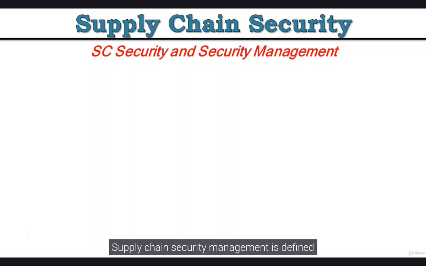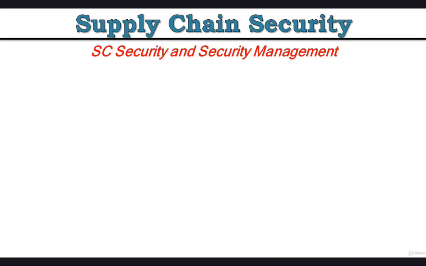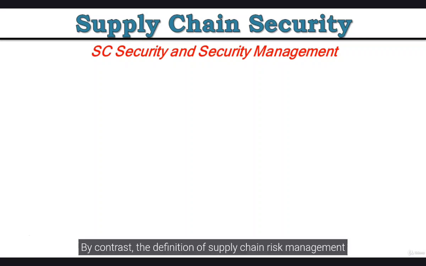Supply chain security management is defined as the application of policies, procedures, and technology to protect supply chain assets from theft, damage, or terrorism, and to prevent the unauthorized introduction of contraband, people, or weapons of mass destruction into the supply chain. By contrast, the definition of supply chain risk management includes the processes involved in the reduction of the probability of occurrence and/or impact the damaging supply chain events have on the firm.